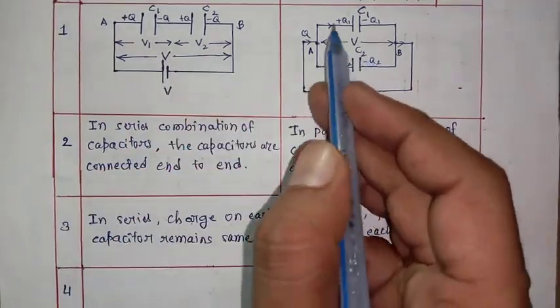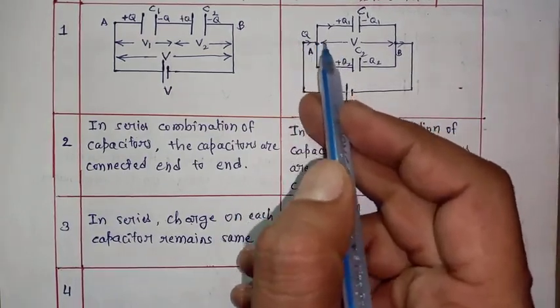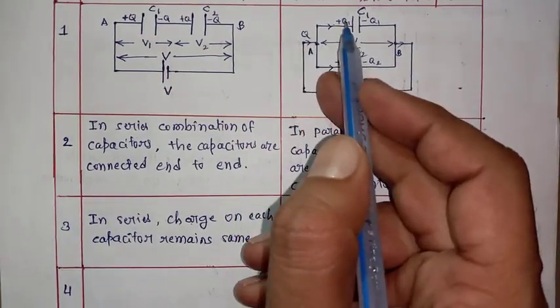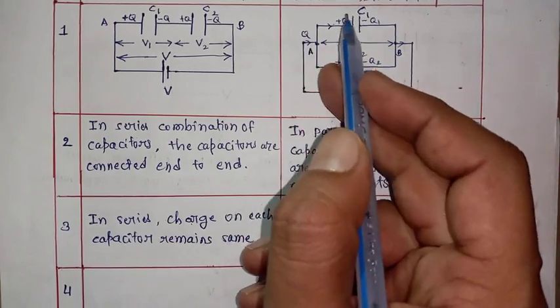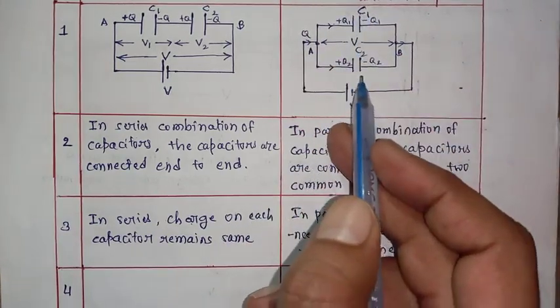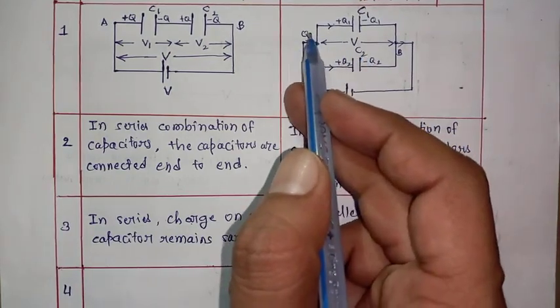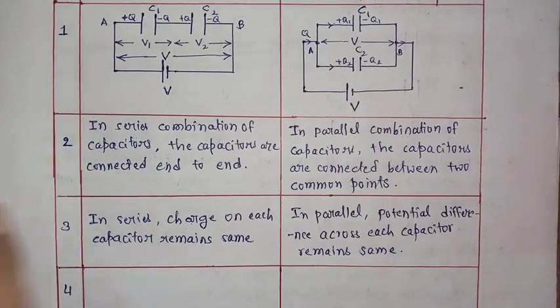Similarly, in case of the parallel combination, which quantity divides here? The total charge on the combination divides, such that Q is equal to Q1 plus Q2. Q1 means charge on the capacitor C1, and Q2 is charge on the capacitor C2.